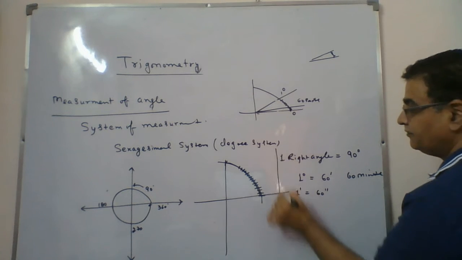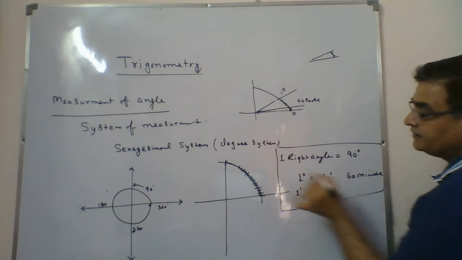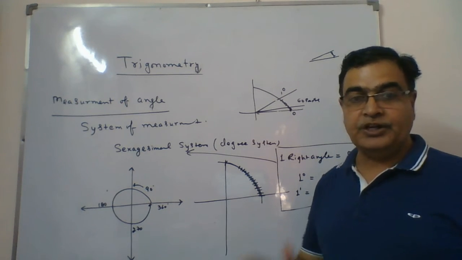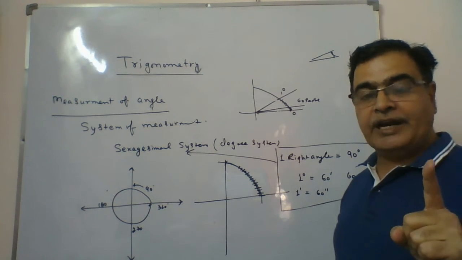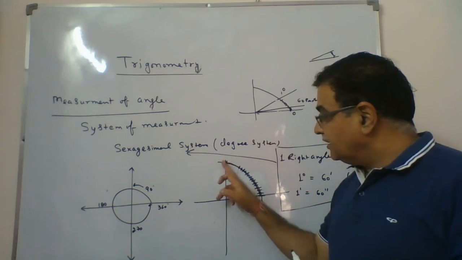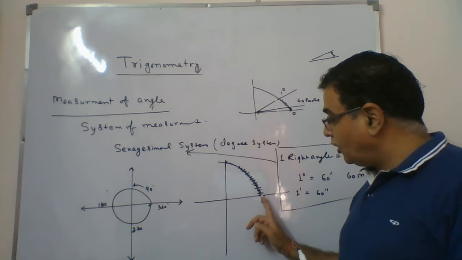So this system we call the sexagesimal system, or the degree system. In the degree system, what do you have? Each right angle is equal to 90 degrees, or we should say arc.